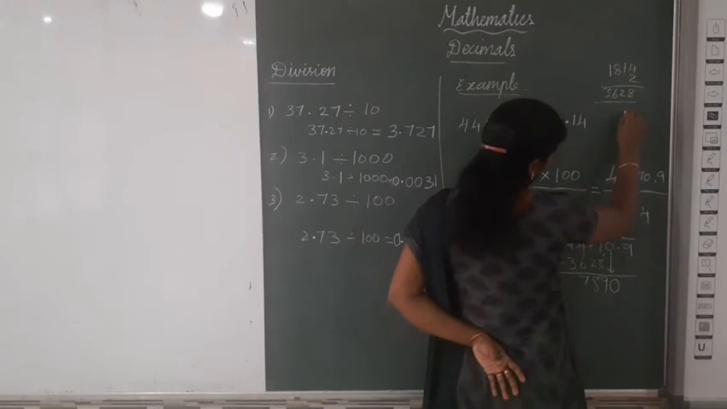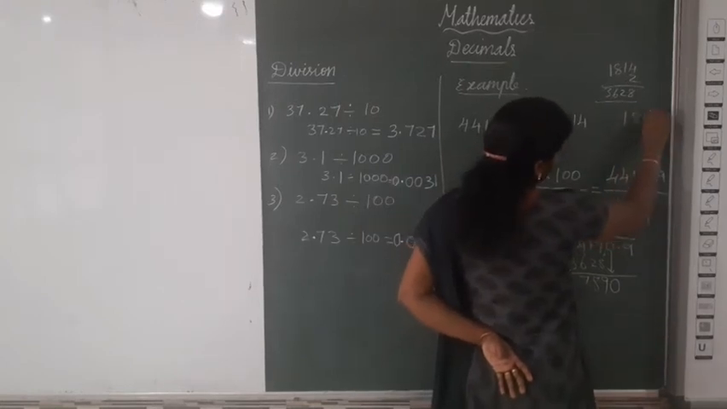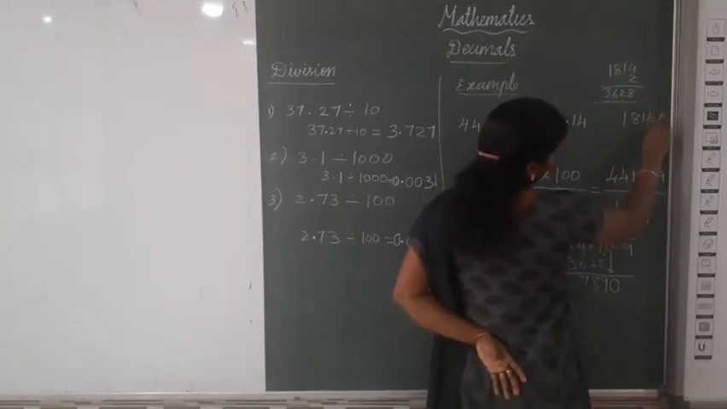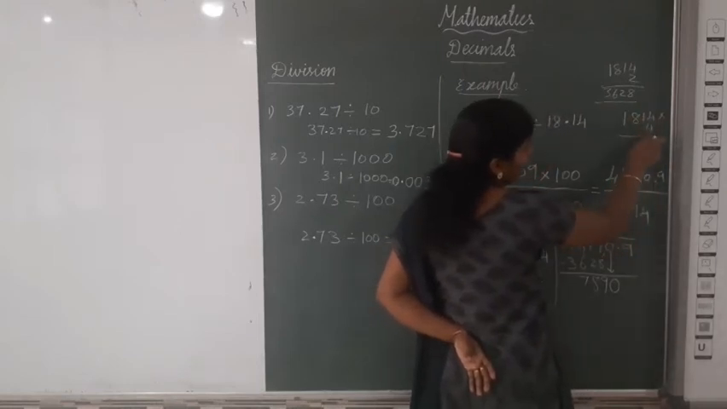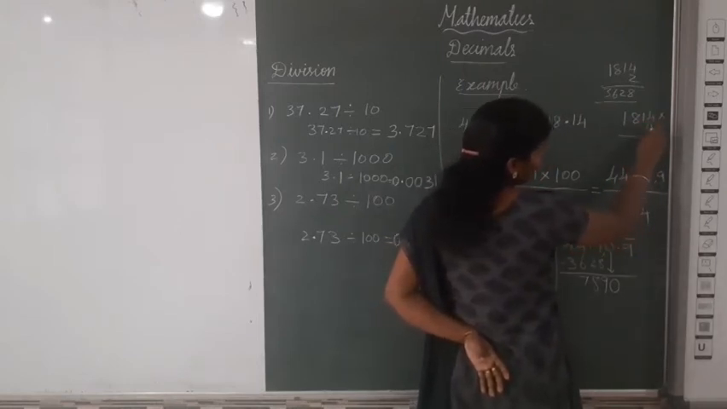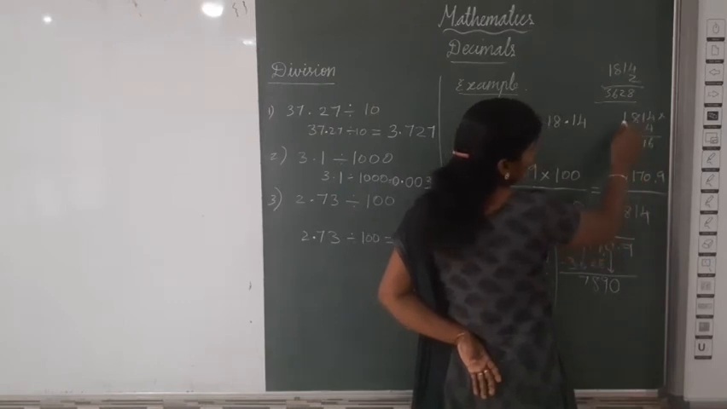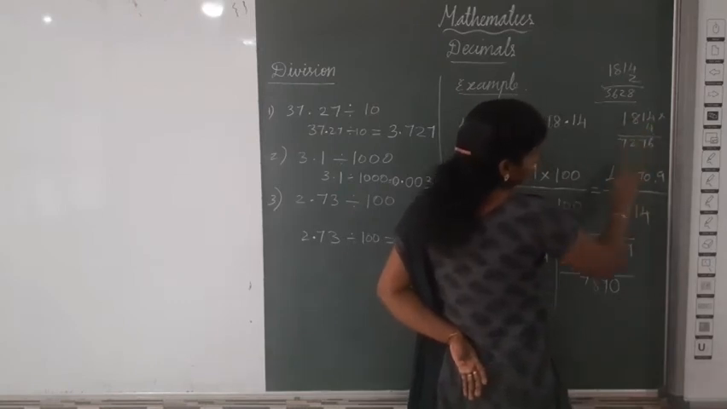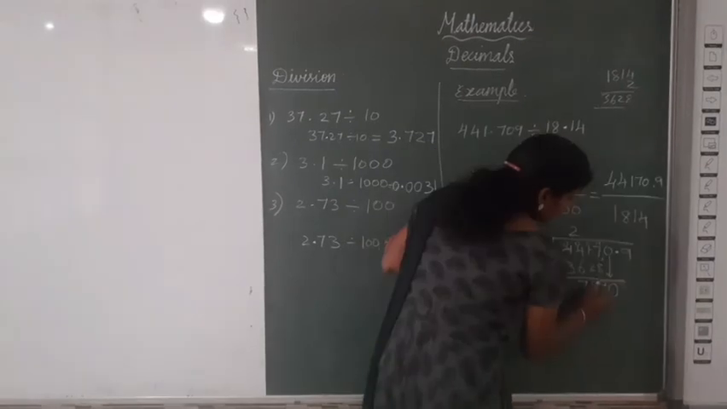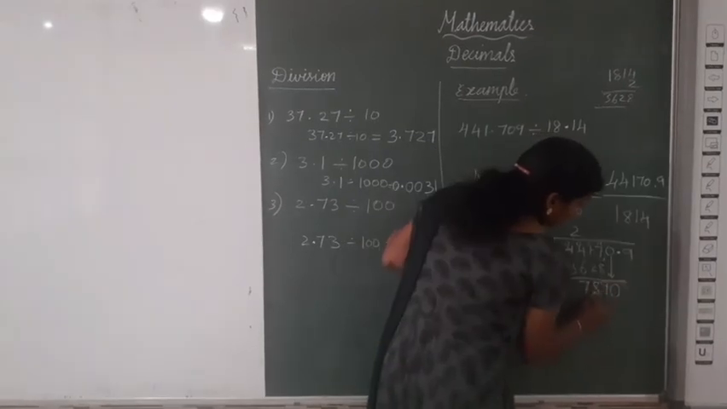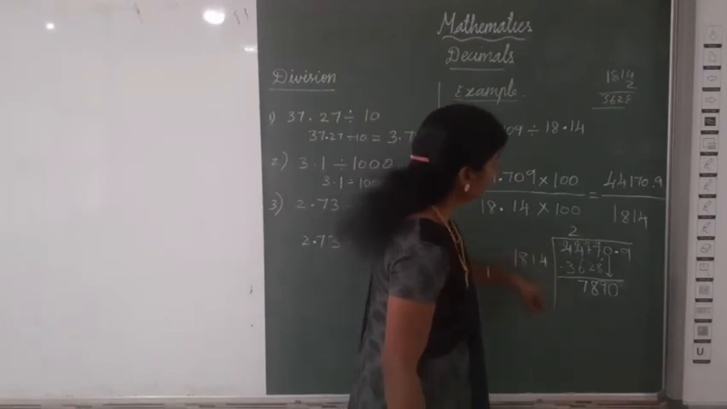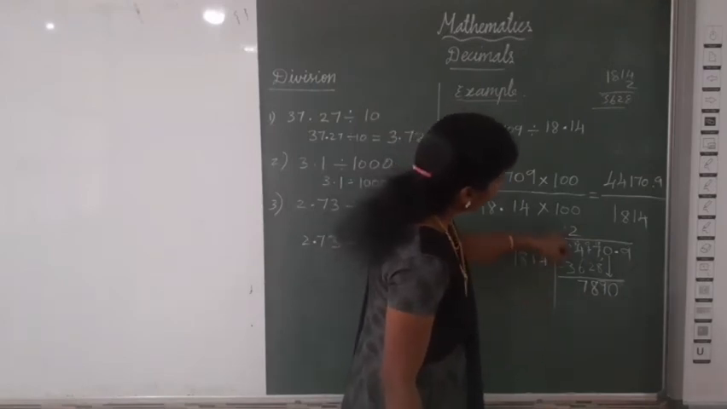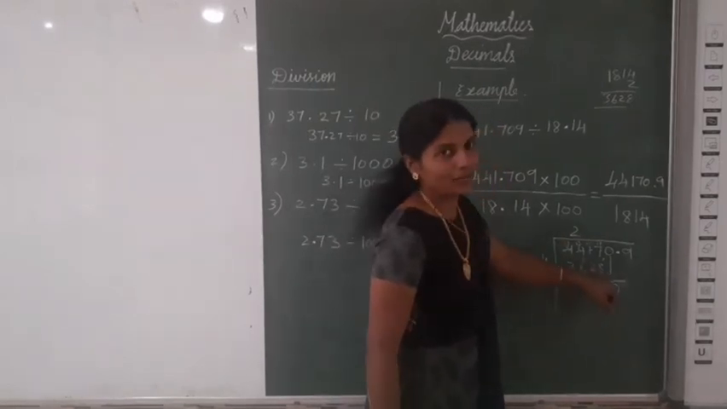Now just to check it, 4 times. 1814 into 4 times means 4 4s are 16, 1 balance. 1 into 4 plus 1, 5. 8 4s are 32, 3 balance. 1 into 4 plus 3, 7. 7,200 and some, 7,890, isn't it? Now 1,814, this is 2 times 3,628.